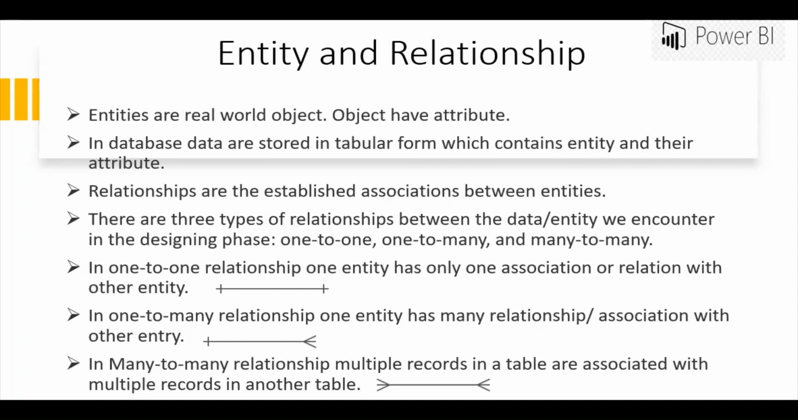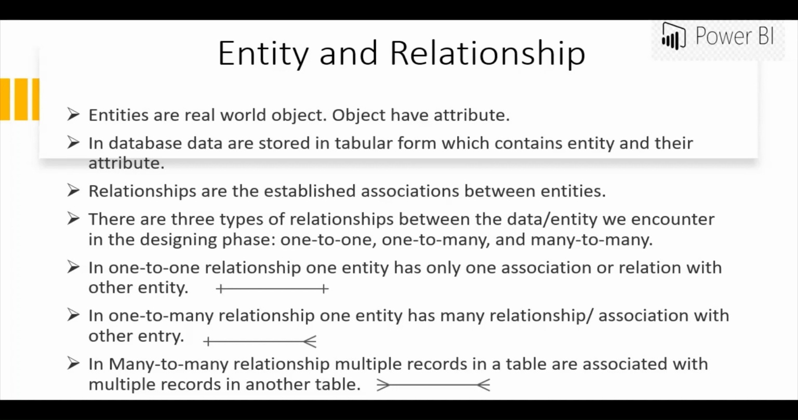The second point is that in a database, data are stored in tabular form which contains entities and their attributes. So in a table, data are stored in rows and columns. Each row represents the entity and each column represents the attribute. The third point is that relationships are the established association between entities. So relationships are connections between two different entities, how two different entities are related or connected to each other.